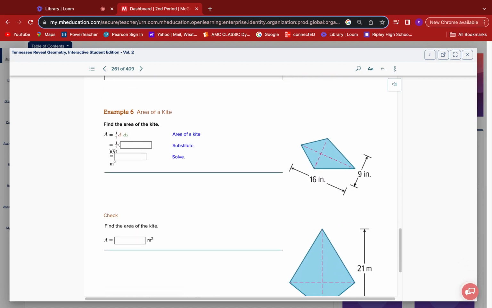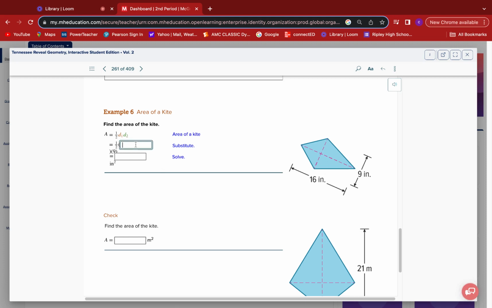All right, example number 6. At the bottom of page 633, we have to find the area of a kite, which is the same formula as the area of the trapezoid. All right, looks like they gave us what we needed. We need the diagonal 1, which is 9. We need the other diagonal, which is 16. There it is right there.